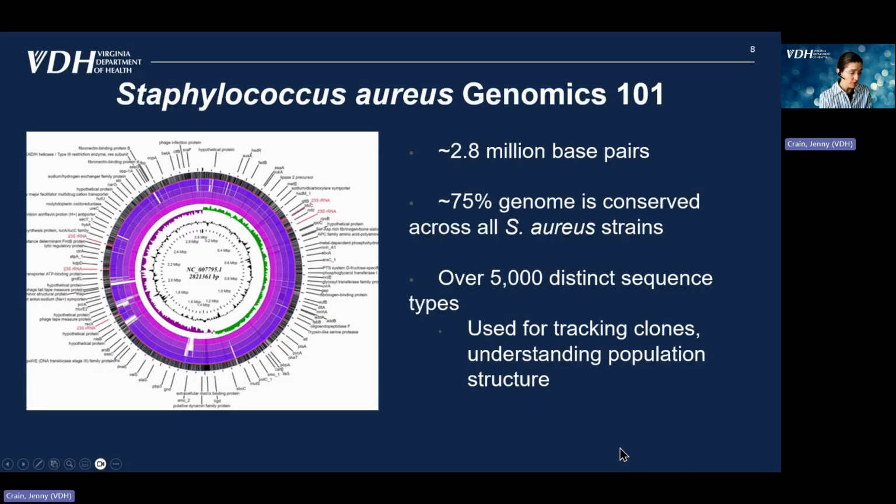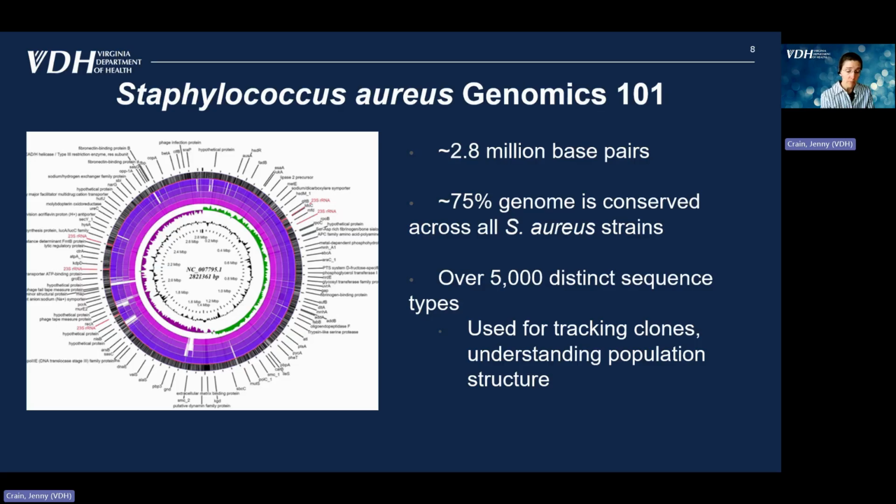All right, so for the background on Staph aureus genomics, I'm not going to go into the weeds, and this image of the genome, while extremely detailed, is not the point here. I just want everyone to have a little background on the basics in terms of Genomics 101 for MRSA. So this is a 2.8 million base pair genome for this pathogen, and about 75% of that genome is conserved. And it's conserved across all Staph aureus strains.